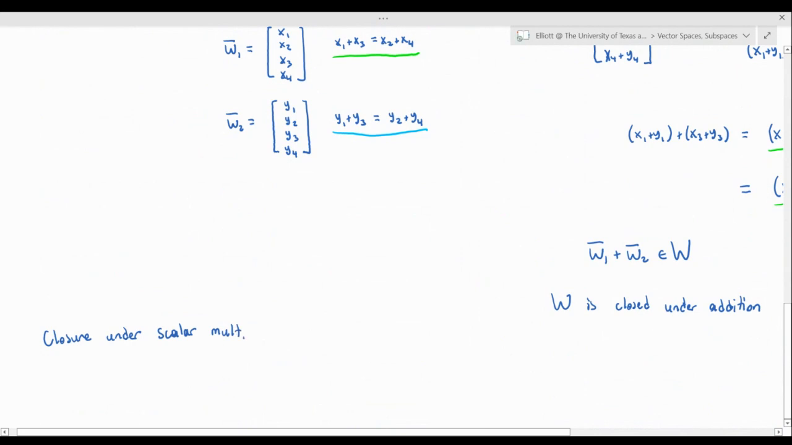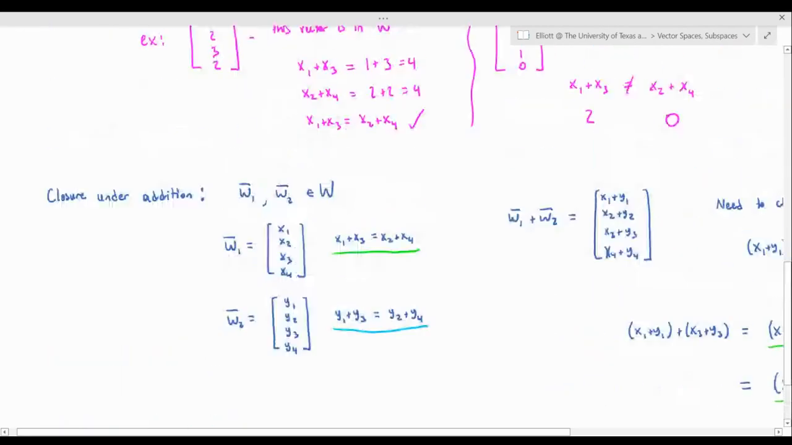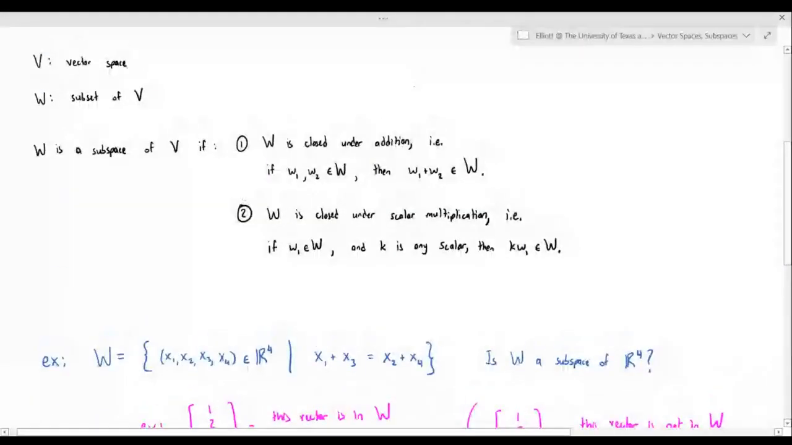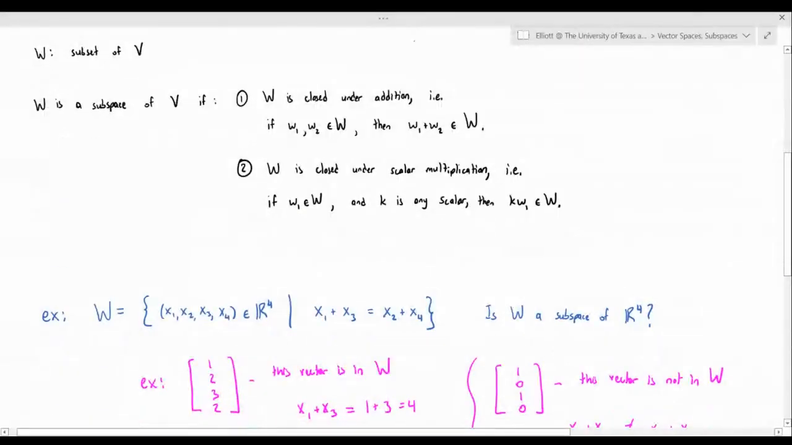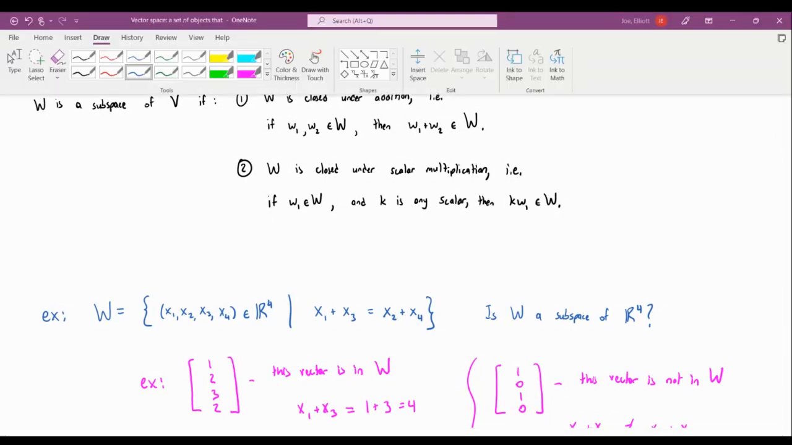No, so it is true that every subspace has to have the zero vector in it, but it is not true that you have to check that the zero vector is in the subspace. So for subspaces, you only need to check these two conditions: closure under addition and closure under scalar multiplication.